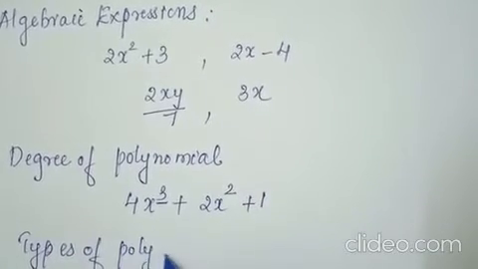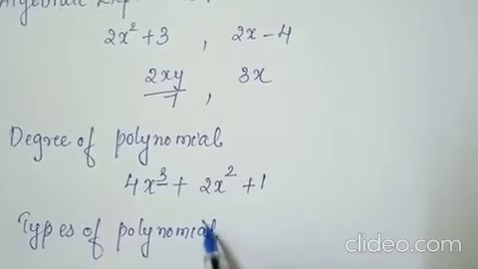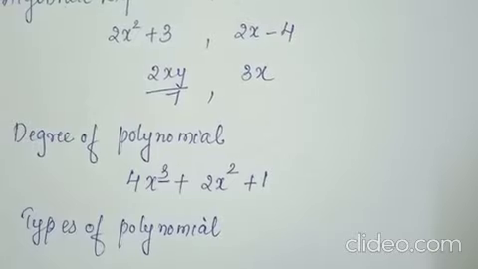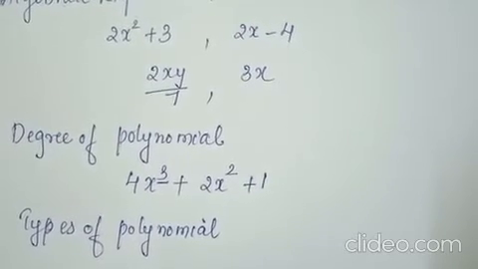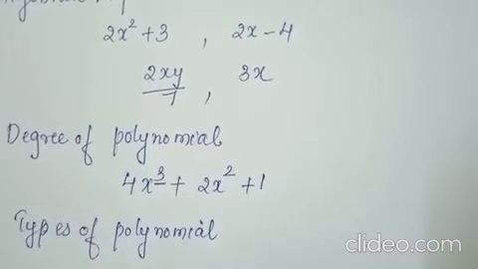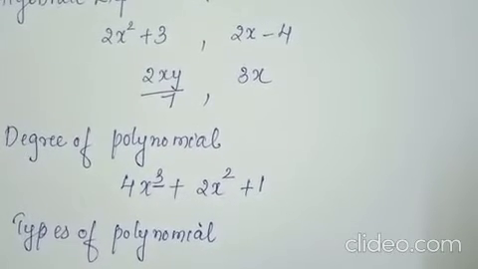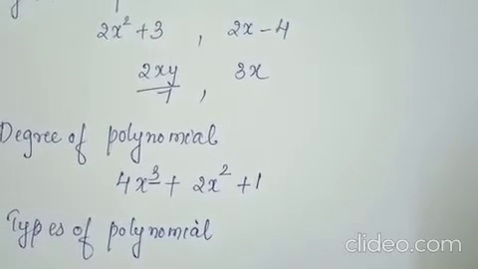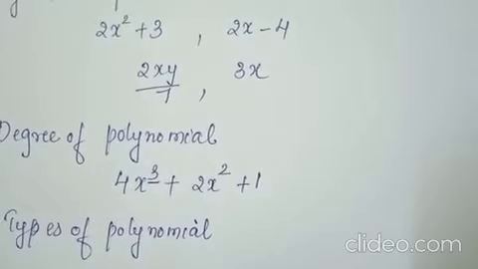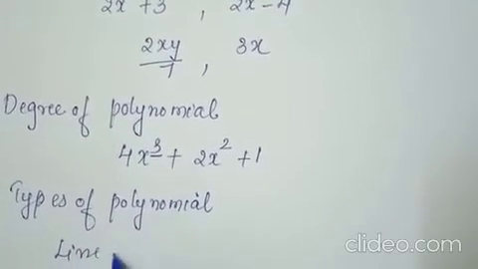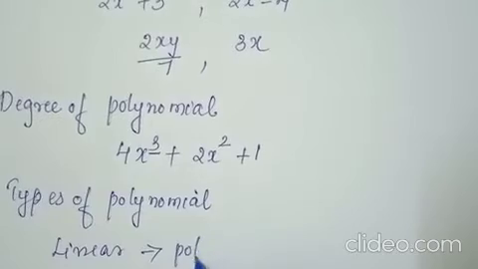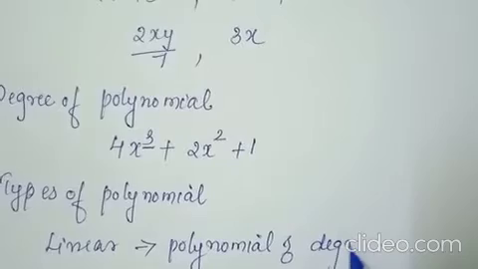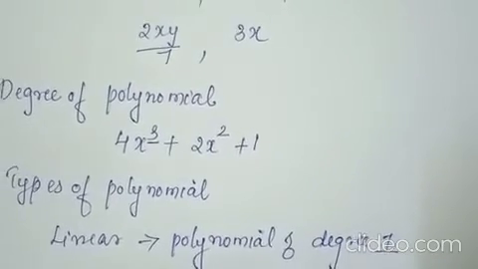Next we will study some types of polynomial. As we studied in the earlier classes, a monomial is a polynomial of one term. What is a binomial? A polynomial of two terms. What is a trinomial? A polynomial of three terms. Here in this chapter we will study linear polynomial. What is a linear polynomial? Linear means polynomial of degree 1. Understood? So this is called a linear polynomial.